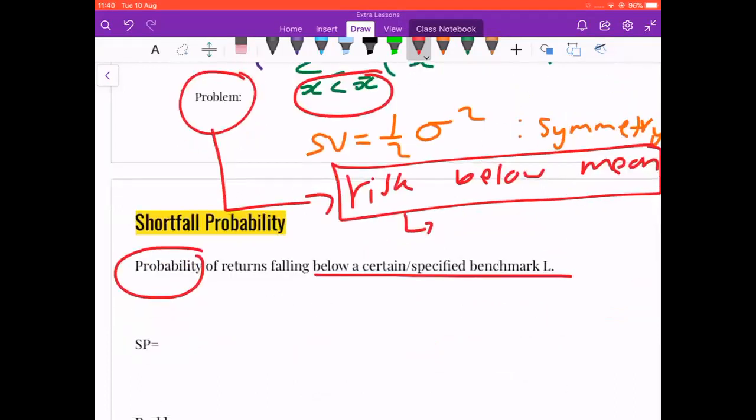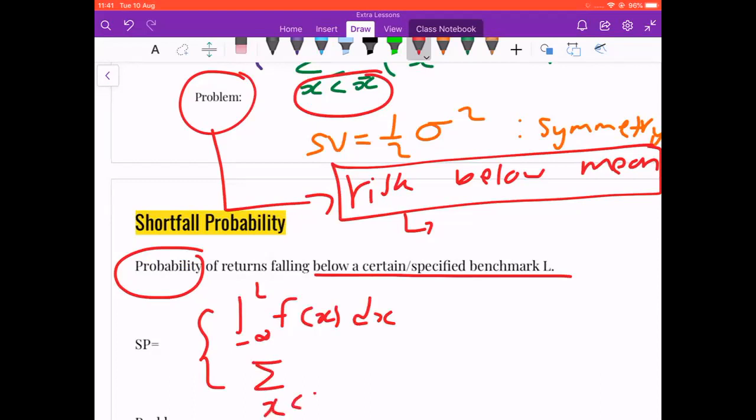So to find this, again, it will depend on whether it is continuous or not. For continuous, it is the integral from negative infinity to L of f(x) dx, and you find the probability. For discrete, it is the sum over x up to L of the probability there. So continuous, discrete. I hope there is no question on this, because you can pretty much understand them.